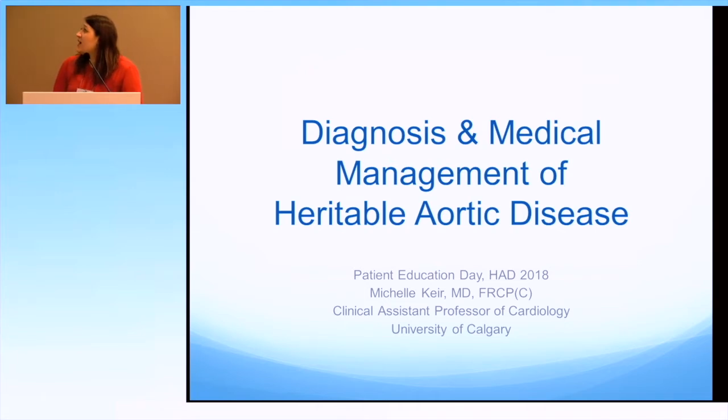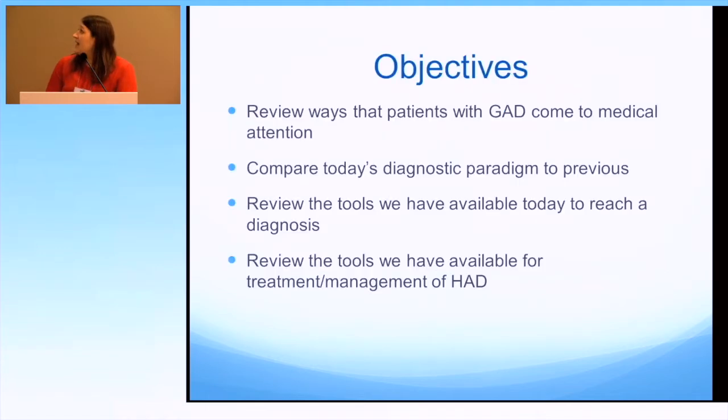So I'm just going to give a brief overview, as an adult cardiologist, of how patients come to attention, and then how we go through the diagnostic workup, and then general management principles. So the objectives: I thought we could review ways that patients with GAD come to medical attention, and that's changed significantly over the past 10 to 15 years. Compare today's diagnostic paradigm with previous, and then review the tools we have available today to reach a diagnosis.